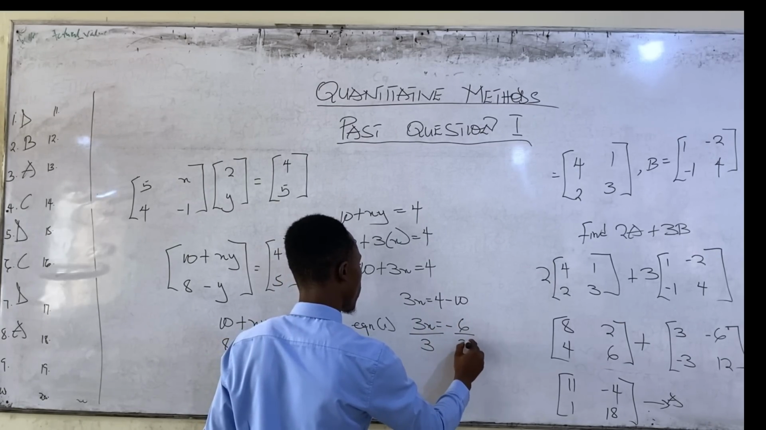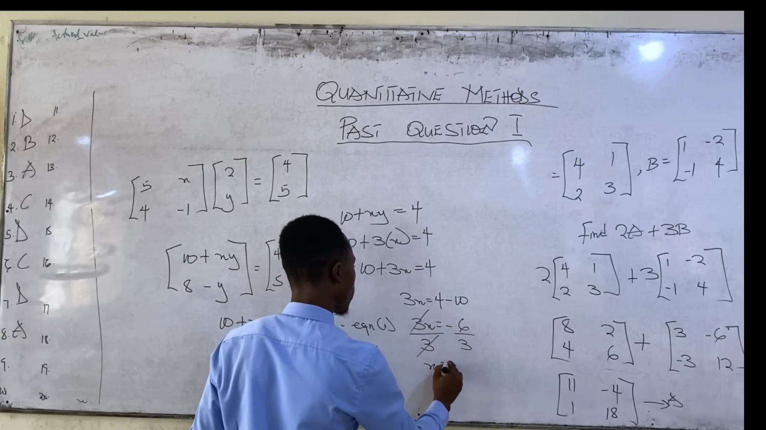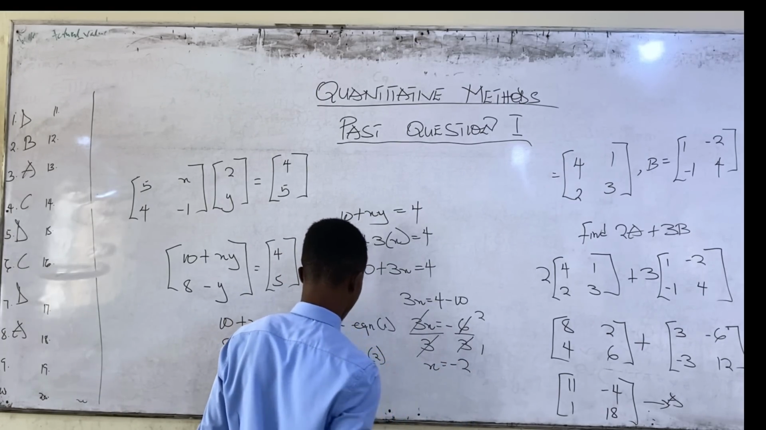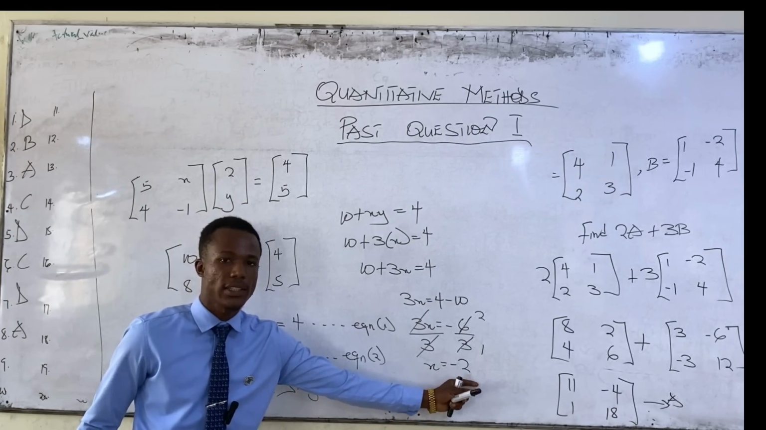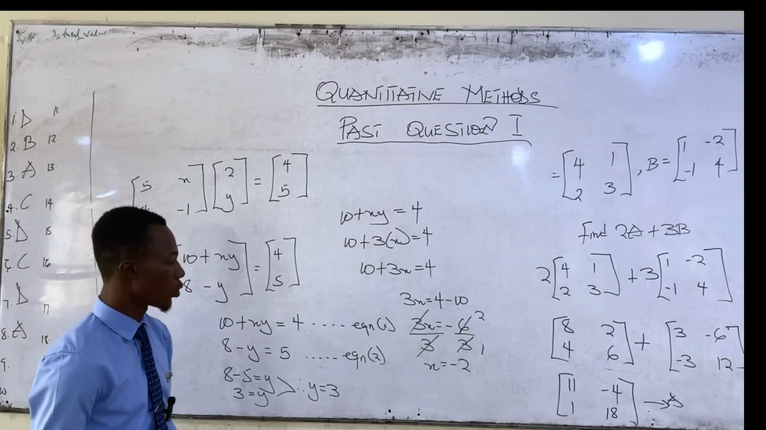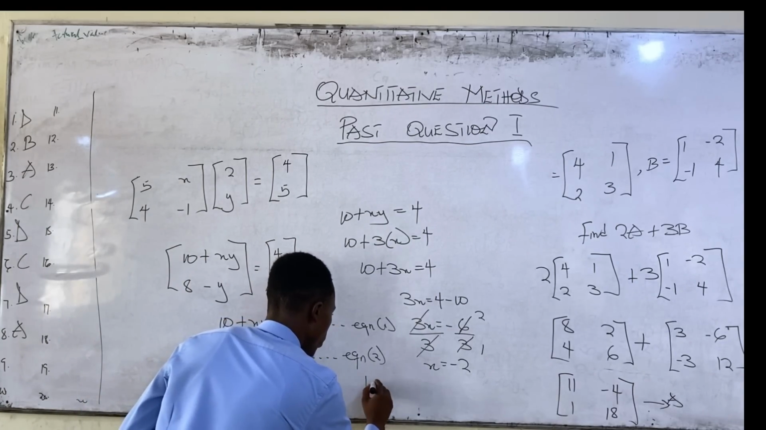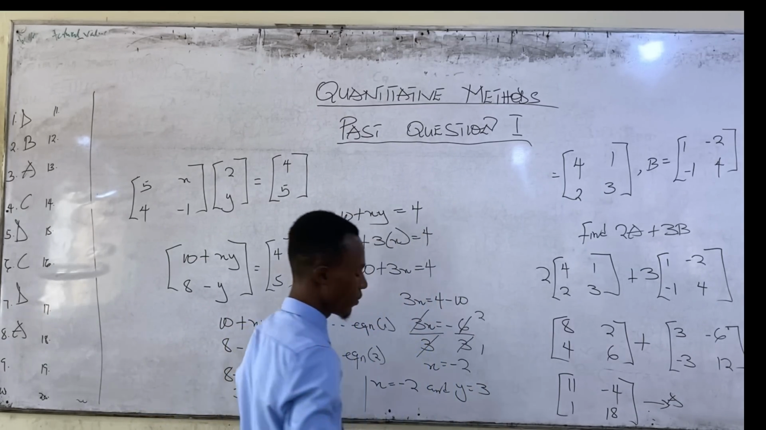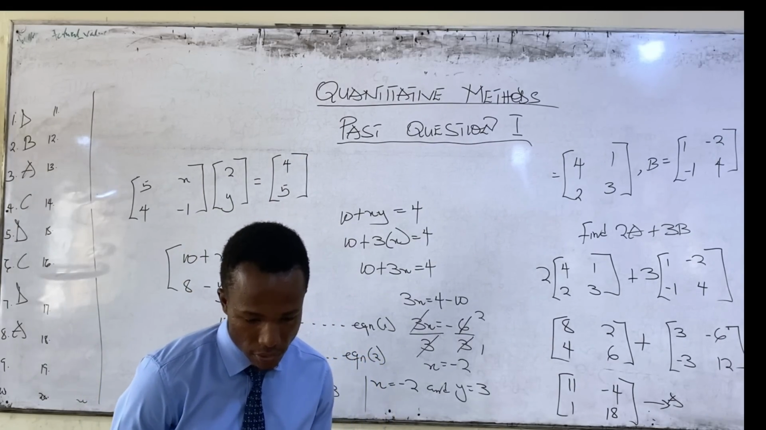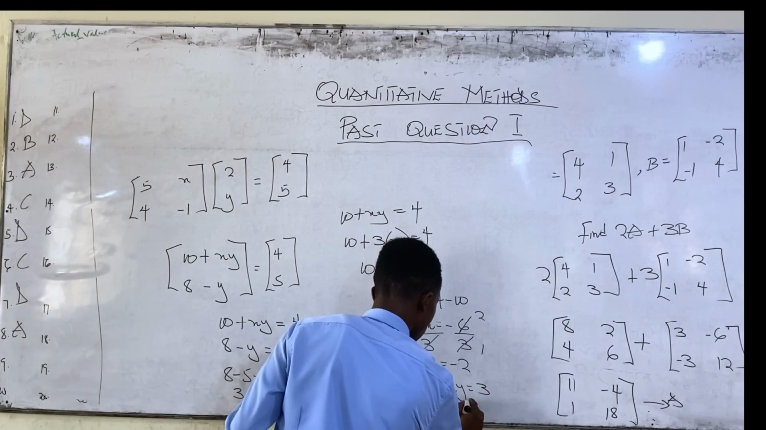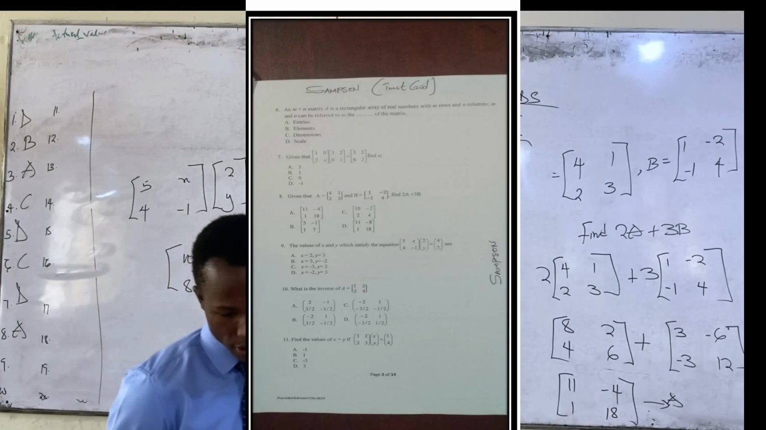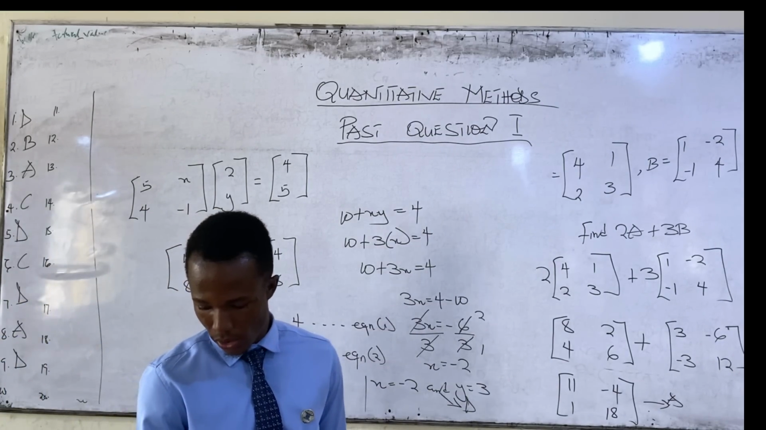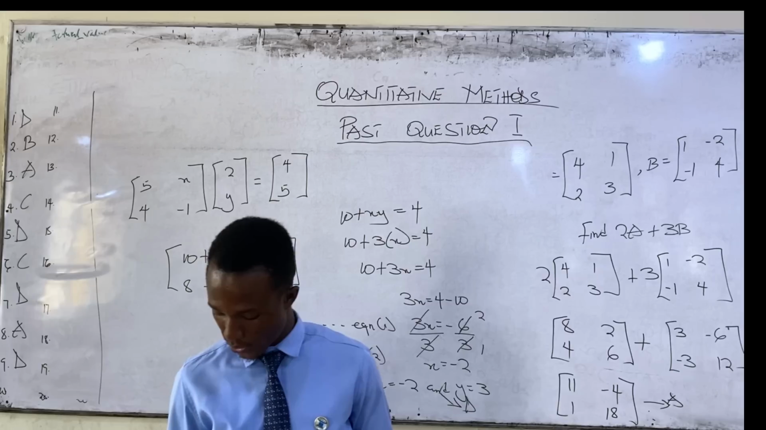And you divide both sides by 3. Okay, so our x is equal to negative 2. So now you have been able to calculate for x as negative 2 and y as 3. So they ask you to calculate for x and y. So x is equal to negative 2 and y is equal to 3. So we look for x equals negative 2, y equals 3, and that is option D. Okay, option D. Question number 9 is D. Okay. So let's move on to question number 10.